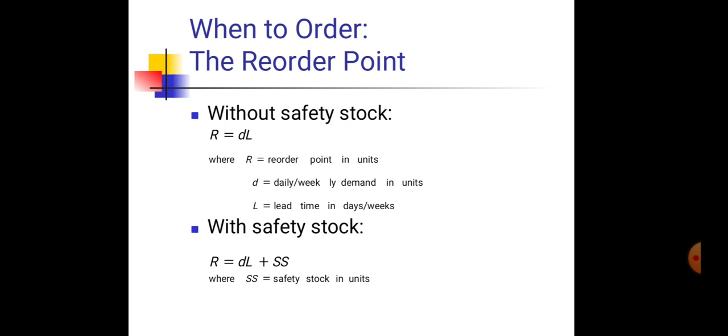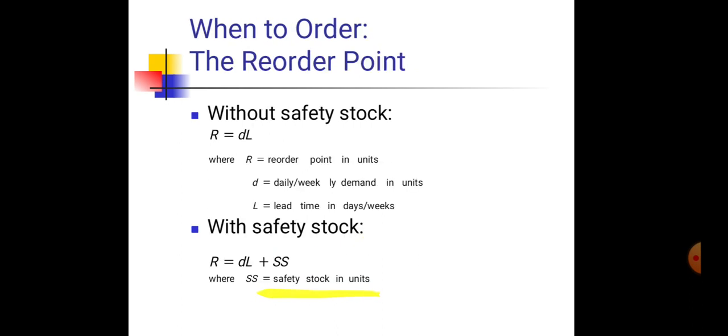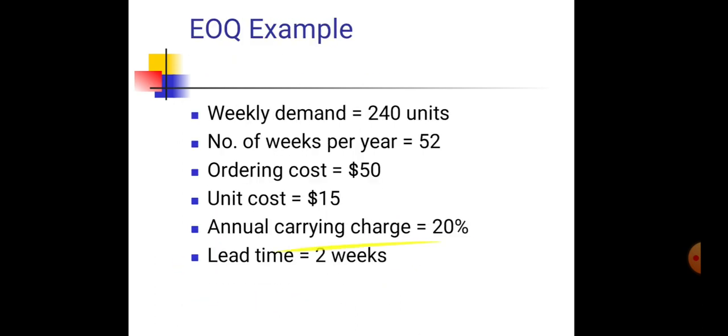But in many cases we are not running our company without safety stock. There should be safety or buffer stock. SS represents safety stock in units. So R, the reorder point in units, equals D into L plus safety stock. So this is the reorder point, and in this way you can calculate it.